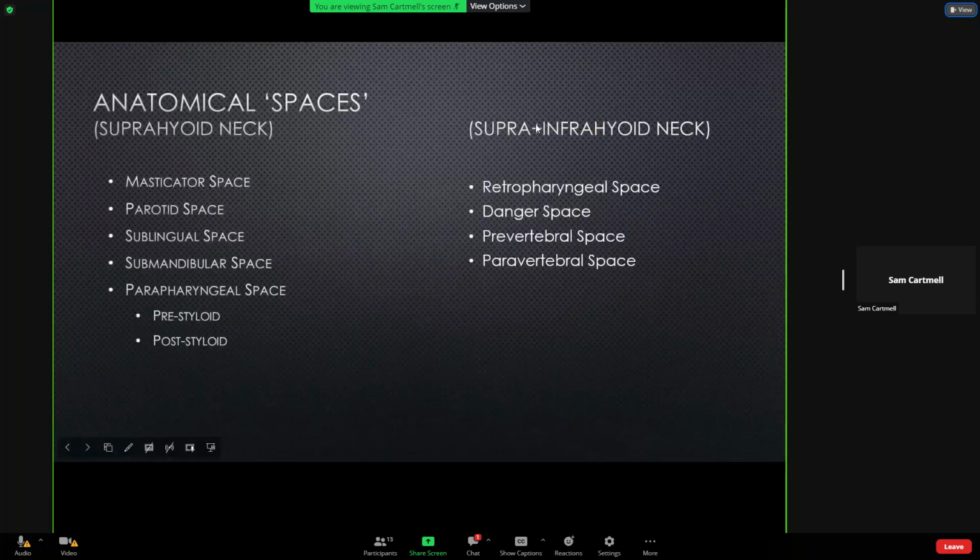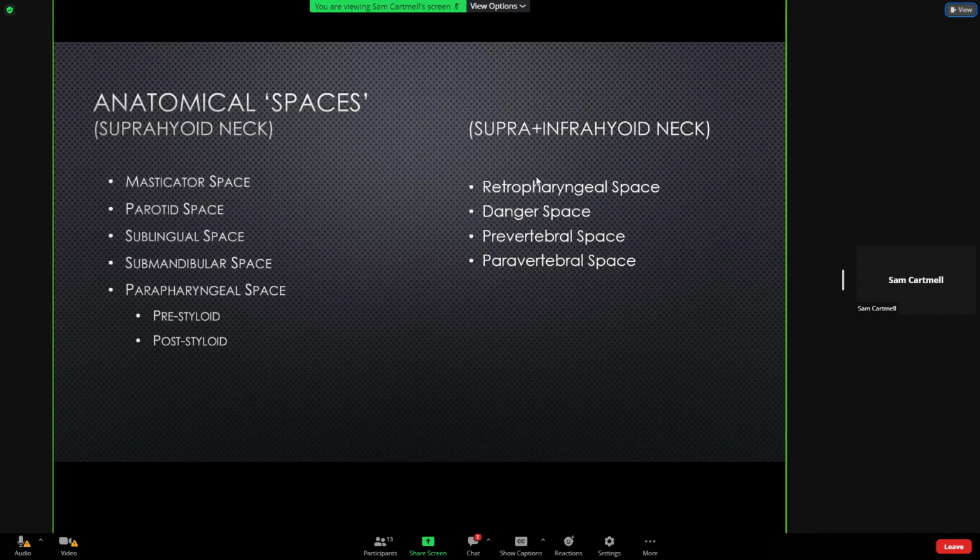This is not an exhaustive list of the spaces we care about, but it is what we'll be focusing on. Specifically, I was going to focus much of the talk and the cases on the suprahyoid neck. The most important spaces in the suprahyoid neck are the masticator space, the parotid space, the sublingual space, the submandibular space, and the parapharyngeal spaces. We'll have some images to help illustrate those in a moment.